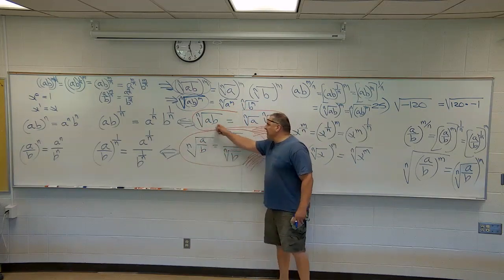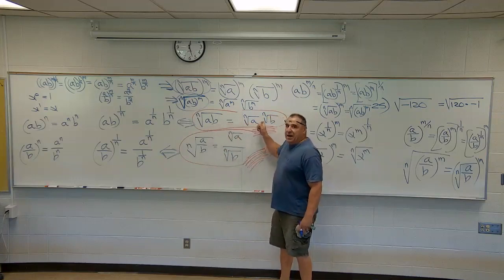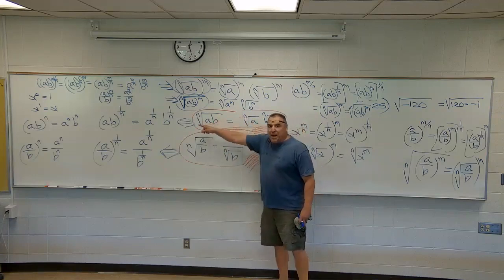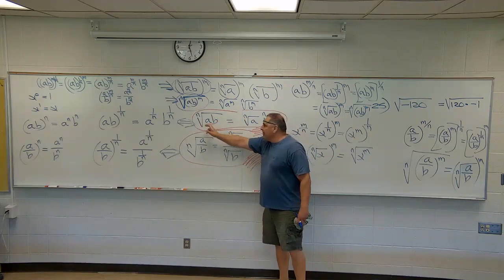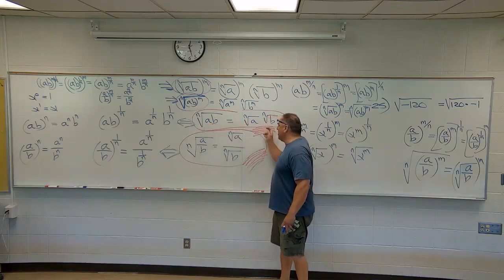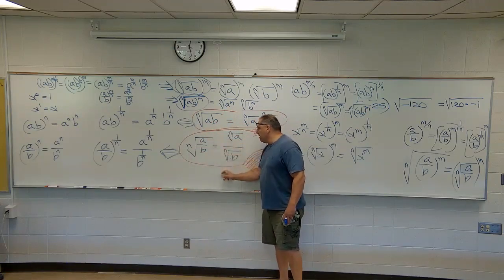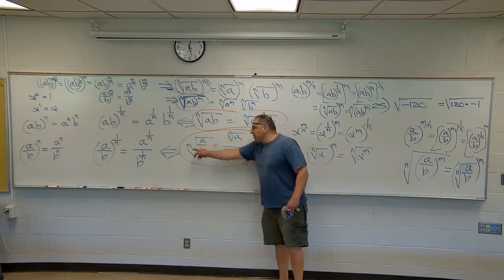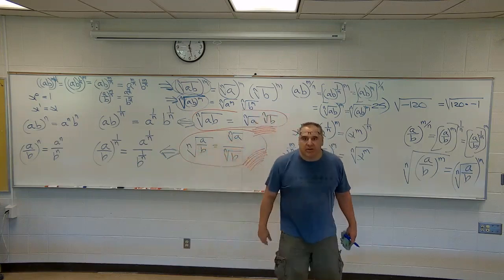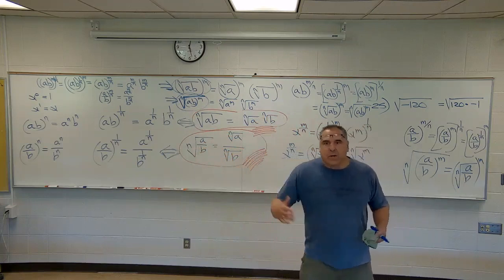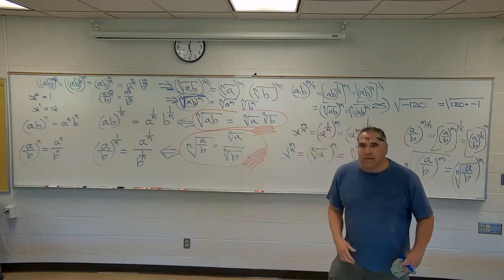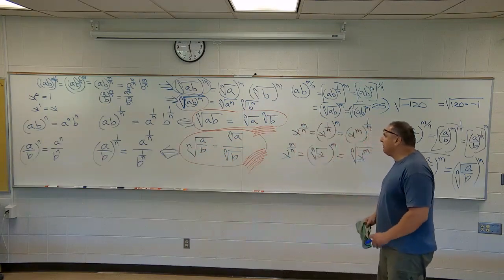The nth root of a product is the product of the nth roots. If it's together like this, you can break it up like that. If it's broken up like that, you can put it back together like that. The root of a product is the product of the roots. The product of roots is the root of a product. The root of a quotient is the quotient of the roots. If you've got the quotient of roots, you can make it the root of a single quotient. If it's together, you can break it up. If it's broken up, you can put it back together. And it helps you solve a lot of these problems.